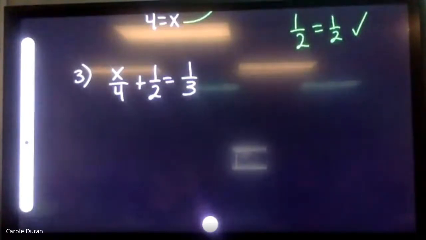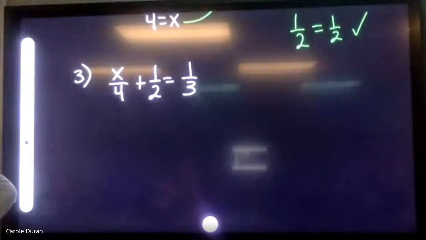So now I have x over 4 plus 1/2 equals 1/3. So I can't do what I've been doing because I have more than one fraction on the left-hand side. So I have to do what? You gotta go to the last lesson. And what did we do last lesson, Shane? I don't remember. We've actually been doing the last two lessons.